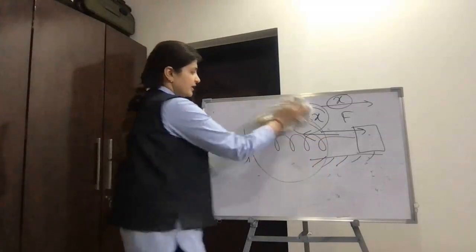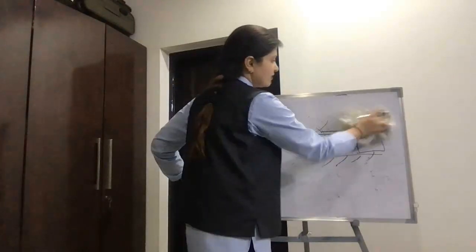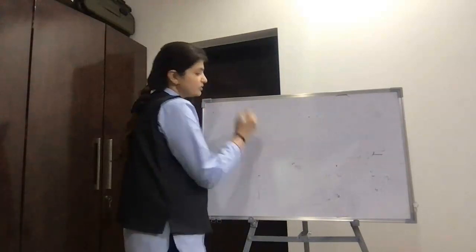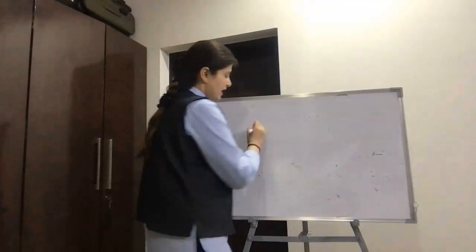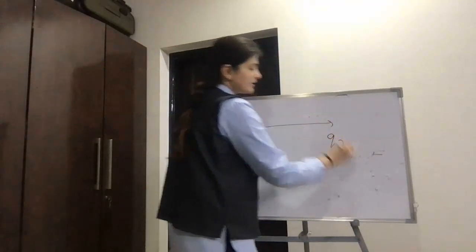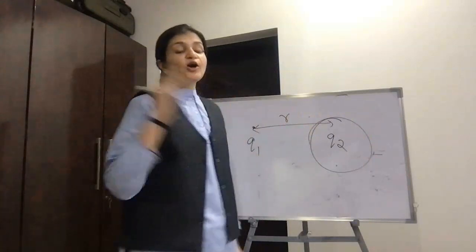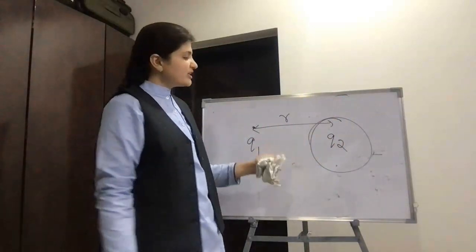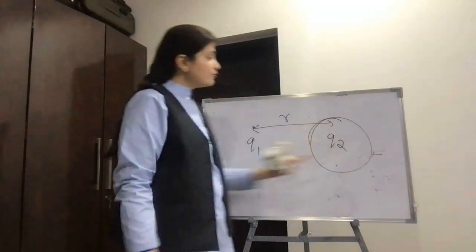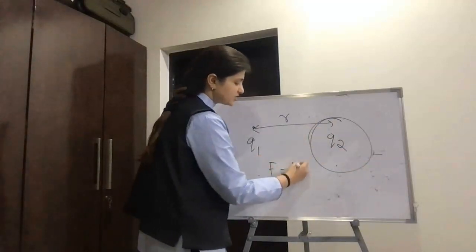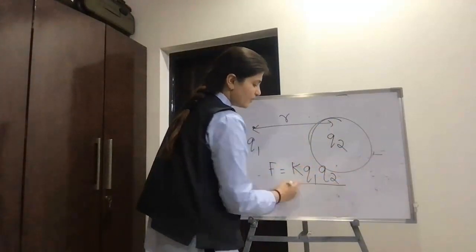Now let's consider another example. We have two charges. If we come to electrodynamics, let's consider there is charge Q1 and there is another charge Q2, and these two charges are kept at a certain distance. If we consider the Q2 charge, then the electrostatic force acting on this charge is kQ1Q2 upon r squared.